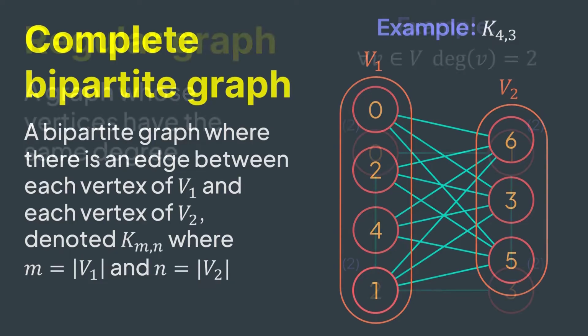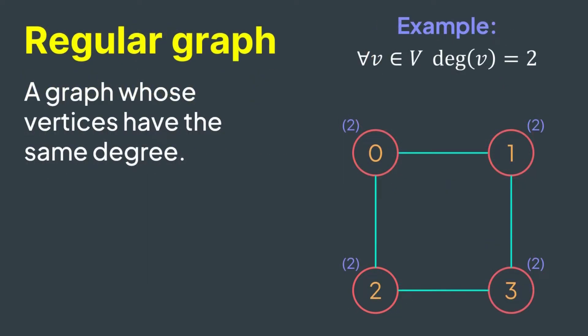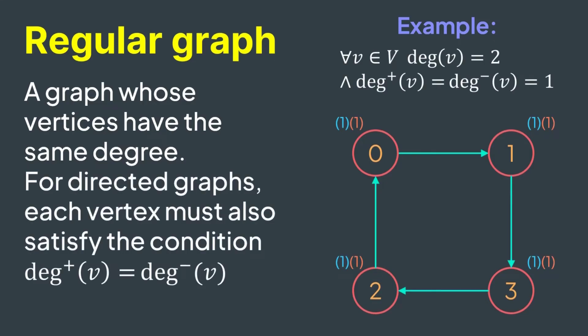Next type of graphs is the regular graph. It's a graph where all vertices have the same degree, as you can see here. For directed graphs, a directed regular graph must also satisfy the condition of having the out degree equal to the in degree for each vertex.